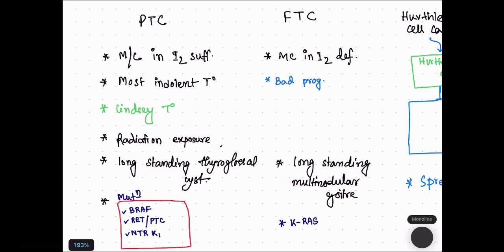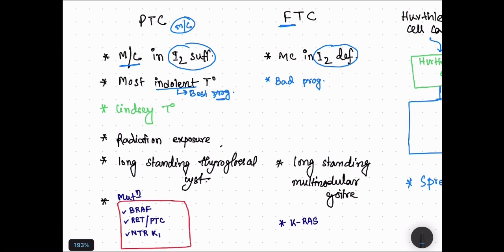Papillary thyroid carcinoma is the most common tumor in the iodine sufficient area, whereas in the iodine deficient area the most common tumor is follicular thyroid carcinoma. Please remember, overall the most common is papillary thyroid carcinoma. It is the most indolent tumor, that's why it has the best prognosis.